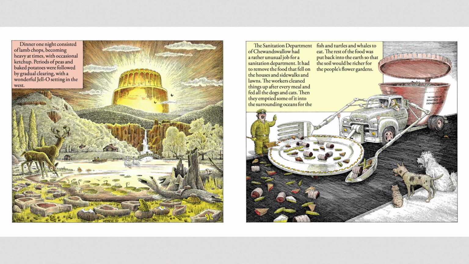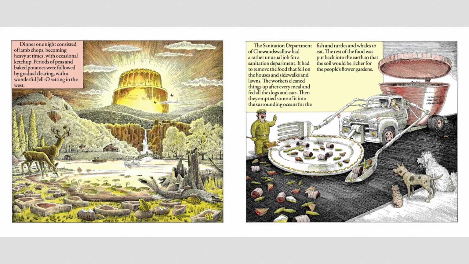Periods of peas and baked potatoes were followed by gradual clearing, with a wonderful jello setting in the west. The sanitation department of Chew and Swallow had a rather unusual job for a sanitation department. It had to remove the food that fell on the houses and sidewalks and lawns. The workers cleaned things up after every meal and fed all the cats and dogs. Then they emptied some of it into the surrounding oceans for the fish and turtles and whales to eat.